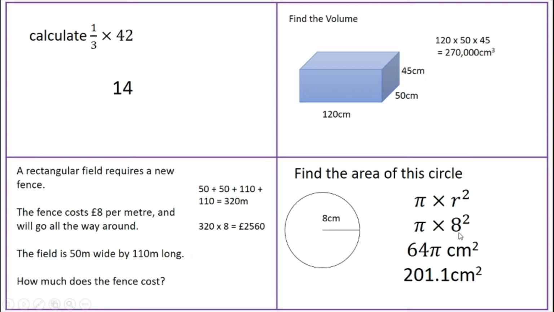The final one, the area of a circle, you should be using pi r squared. The radius is 8, so it's pi times 8 squared, or 64 pi, if you're going to leave it in terms of pi. If you're going to have it as a decimal, 201.1 to 1 decimal place.